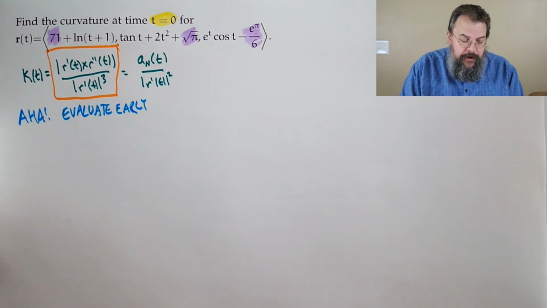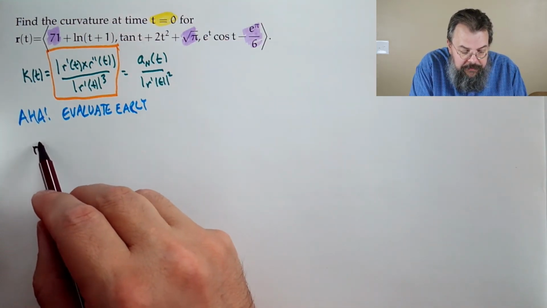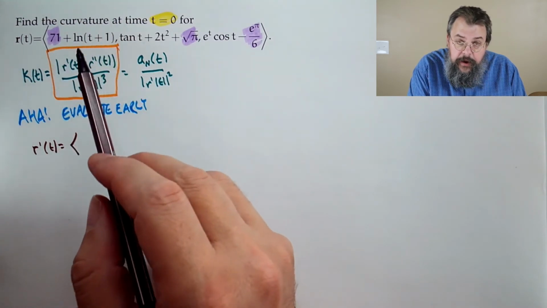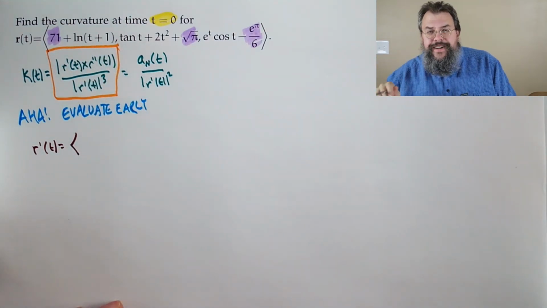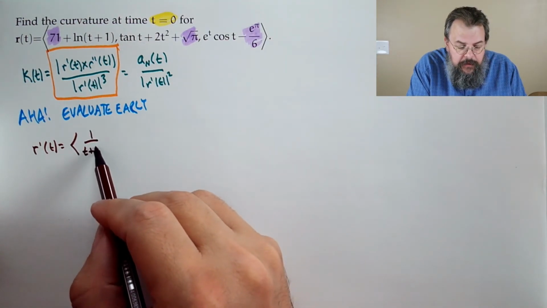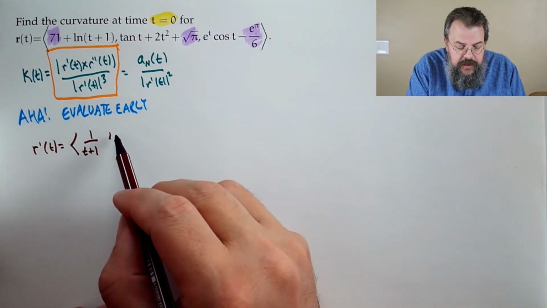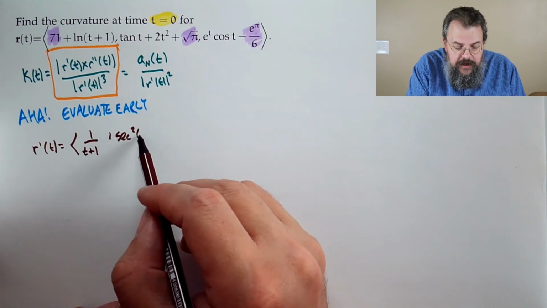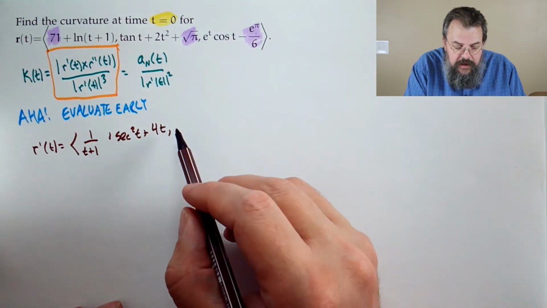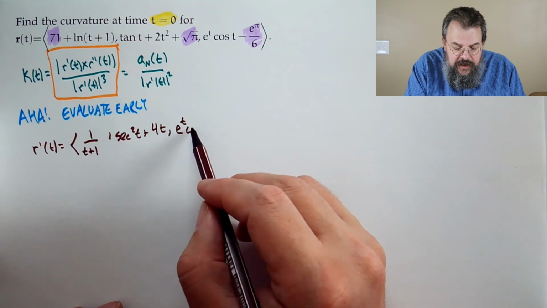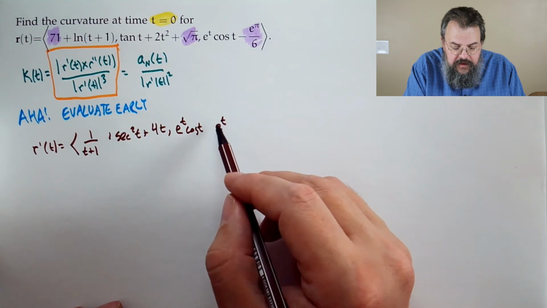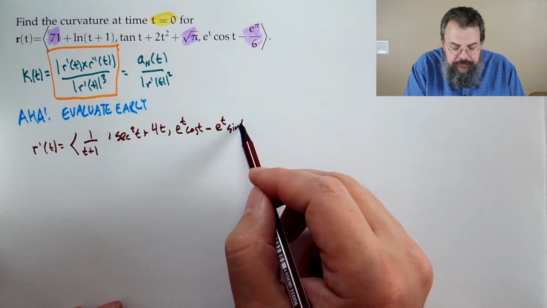Okay, so here we go. What is r prime? Well, the root of 71 goes away. Like I said, 71 doesn't matter. It's a shift, no worries. Log of t plus 1, 1 over t plus 1. Derivative of tangent, secant squared. And then plus 4t. e to the t cosine t, product rule: derivative of the first times the second plus the first, which is e to the t, times derivative of the second. Derivative of cosine is negative sine.